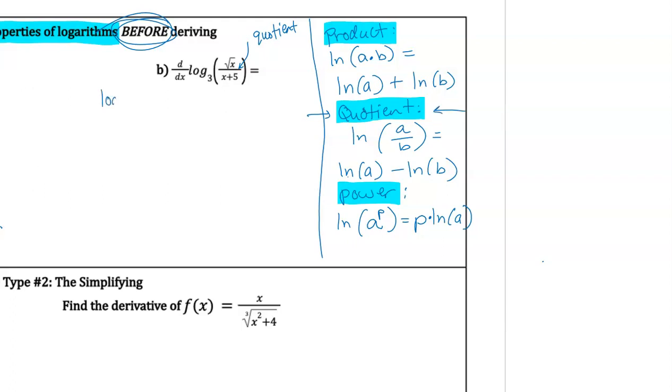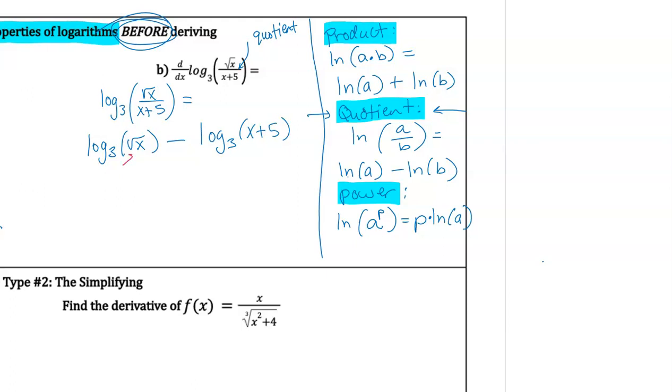So I'm going to rewrite the log base 3 of rad x divided by x plus 5. We're going to think of that as log base 3 of rad x minus the log base 3 of x plus 5. So then when I'm deriving, I could use a difference rule instead of a quotient rule, which, as you remember, is much simpler.